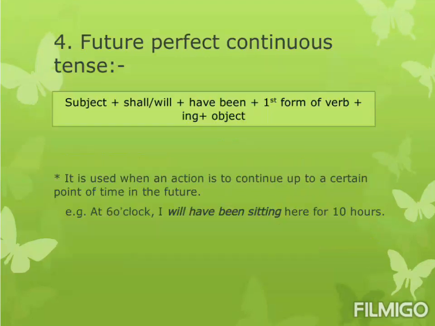The last one is future perfect continuous tense. It is used when an action is to continue up to a certain point of time in the future. At 6 o'clock, I will have been sitting here for 10 hours. It will take 10 hours for me to be sitting there, and it will be 6 o'clock. Point of time is mentioned here, and I will be doing this for 10 hours. So the action will continue for 10 hours before that particular point of time.